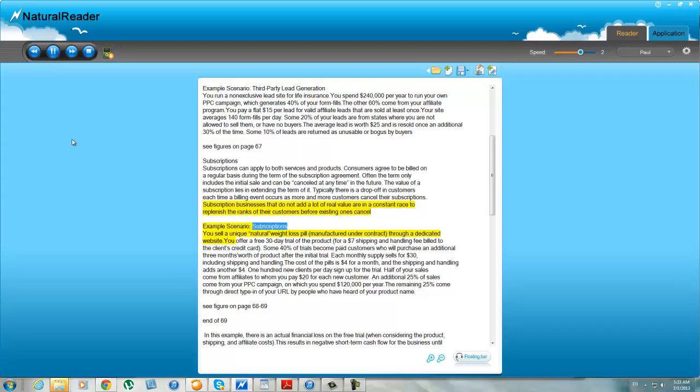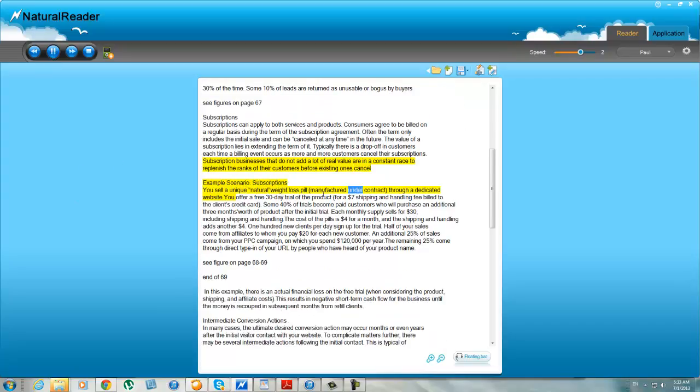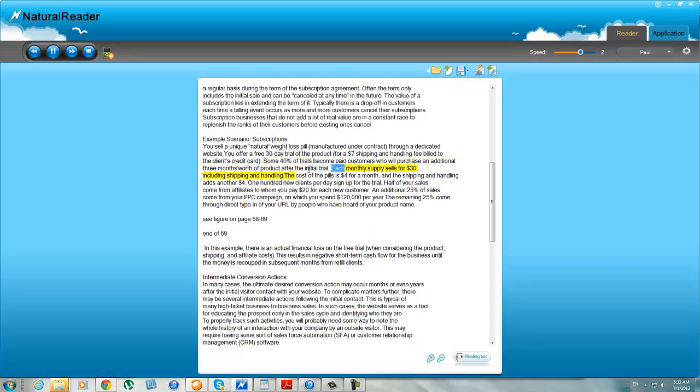Example scenario, subscriptions. You sell a unique natural weight loss pill manufactured under contract through a dedicated website. You offer a free 30-day trial of the product for a $7 shipping and handling fee billed to the client's credit card. Some 40% of trials become paid customers, who will purchase an additional 3 months' worth of product after the initial trial. Each monthly supply sells for $30, including shipping and handling.